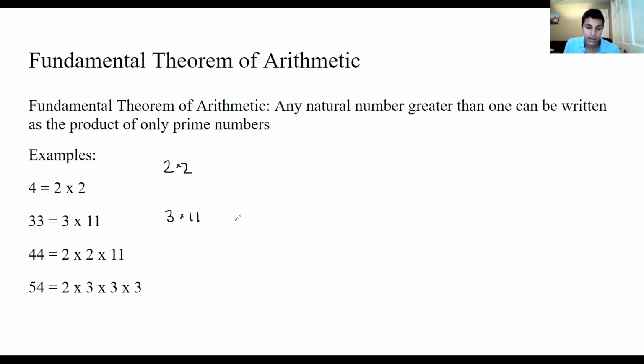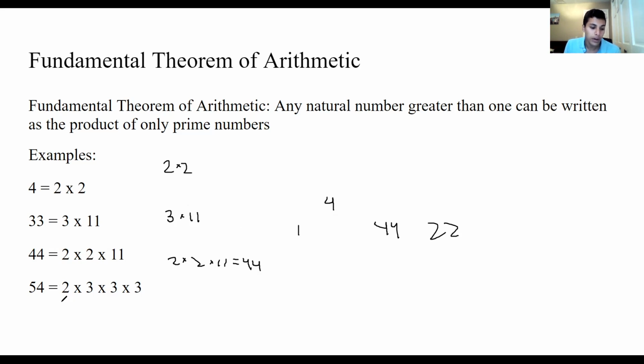Now, 44 has many more factors than just 2, 2, and 11. It's divisible by 4, it's divisible by 1, it's divisible by 44, and it's divisible by 22. However, we can break it down into just 2 times 2 times 11. So only using prime numbers to write out what 44 is. 2 times 2 is 4, and then times 11 is 44.